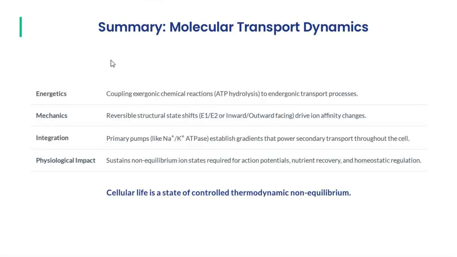And then we have a summary of everything we went over. So energetics are just coupling exergonic chemical reactions to endergonic transport processes. Mechanics, which are reversible structural state shifts, and then integration, and then physiological impact. And cellular life is a state of controlled thermodynamic non-equilibrium. And I hope you learned something. If you didn't, I hope you just got a basic idea of what active transport is and how more things can go in depth.